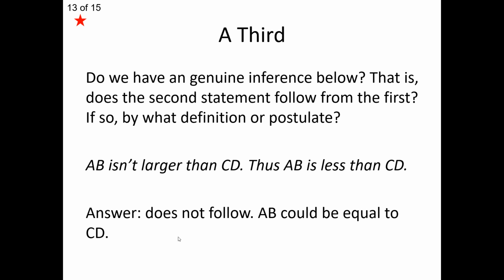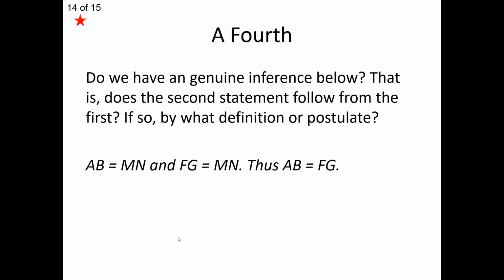If we know AB isn't greater than CD, that leaves us with two other possibilities: AB could be equal to CD, or AB is less than CD. So by stating that AB is less than CD, I'm making a false statement because I don't know that to be true 100% of the time. And we need our inferences to be true 100% of the time. Let's do one more inference, and then we'll practice something that we haven't seen before on the last slide.